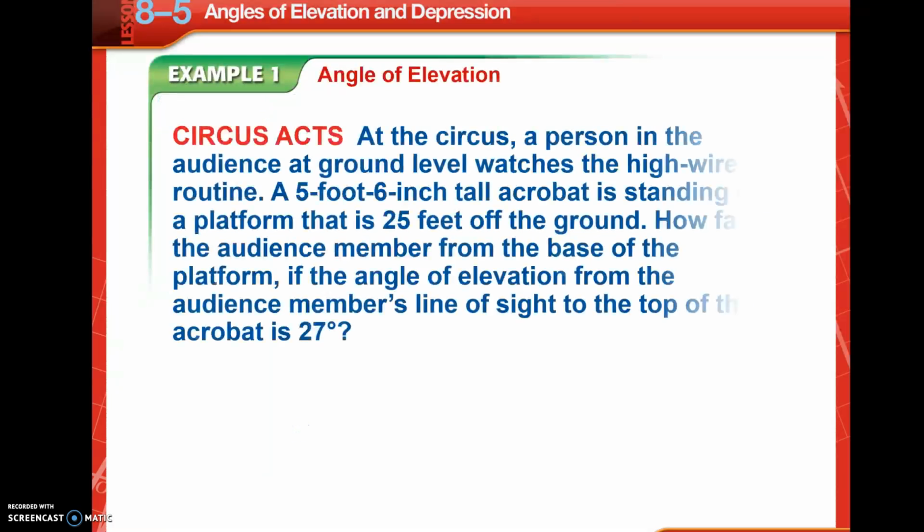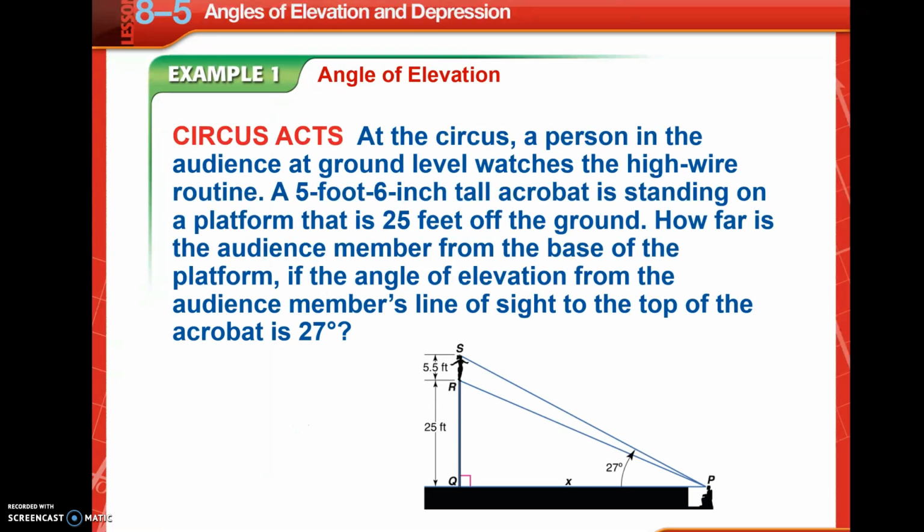All right, so let's look at a couple here. At the circus, a person in the audience at ground level watches the high wire routine. A 5'6" tall acrobat is standing on a platform that is 20 feet off the ground. How far is the audience member from the base of the platform? So we want to know the distance from the person to the base. That's why our x is there. If the angle of elevation, the angle between him looking straight at the base to him looking at the top of the acrobat's head, is 27 degrees.